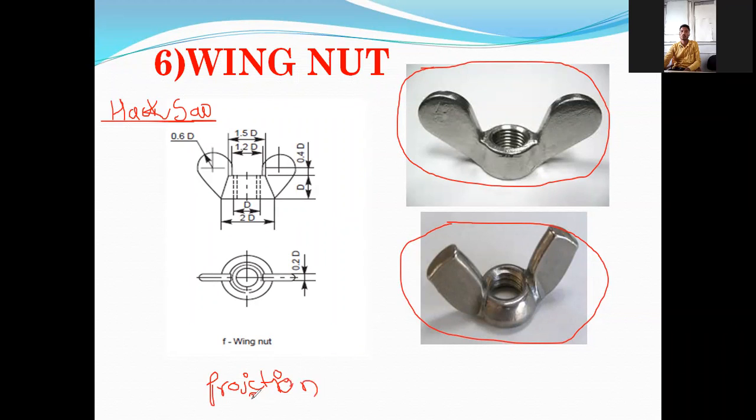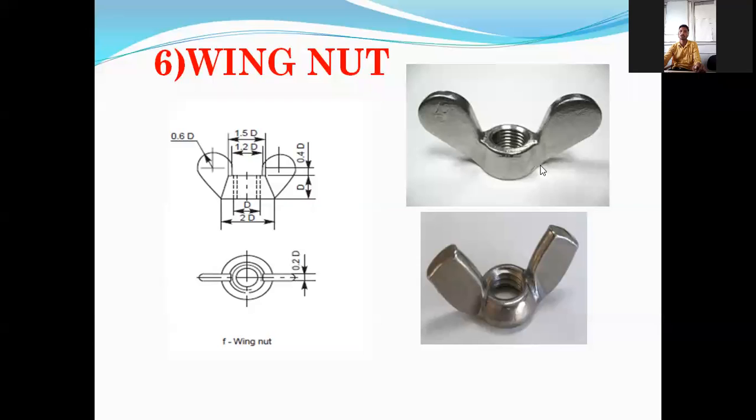Projection means उंचवटा (a raised part). So this type of nut has projections on its periphery, म्हणजे त्याच्यावरती something like a wing, पंख असल्यासारखं, something like what birds have. In similar fashion, it has projections on its periphery.